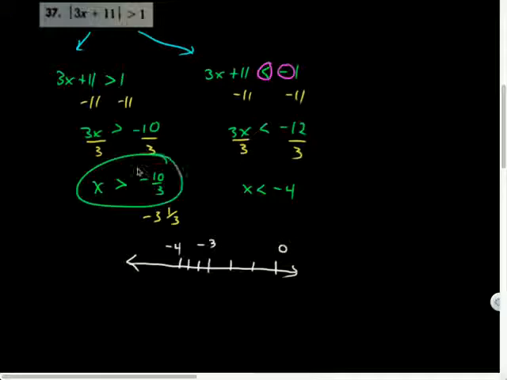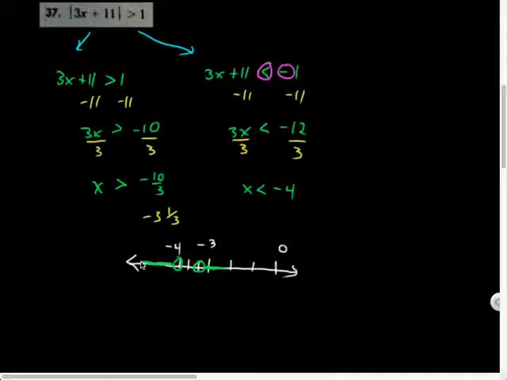So what does this first one tell us to do? -3 1/3. What kind of circle? Open. Shaded which way? To the right. Right, okay. Yep, correct, as they might say. x is less than -4, what do I do? Go to -4. Yep.